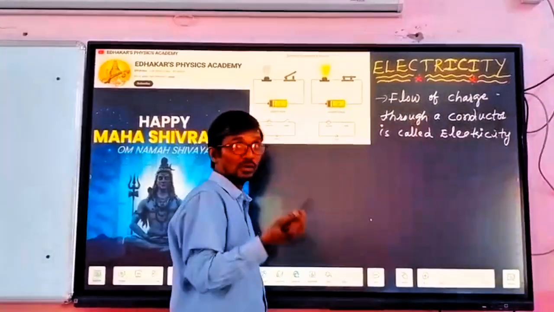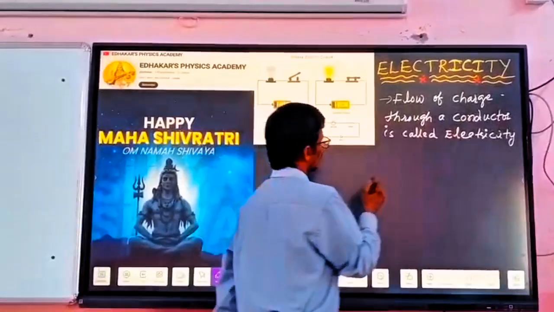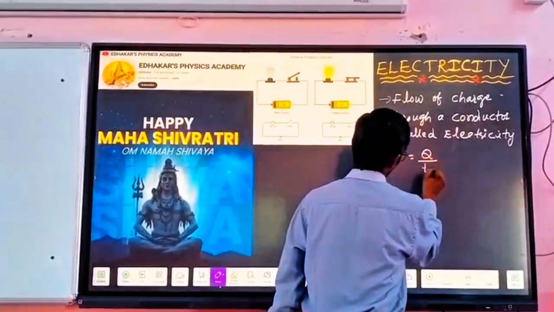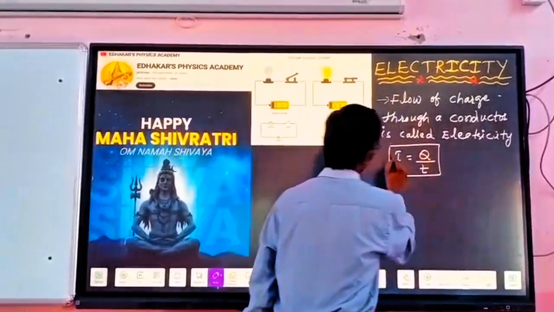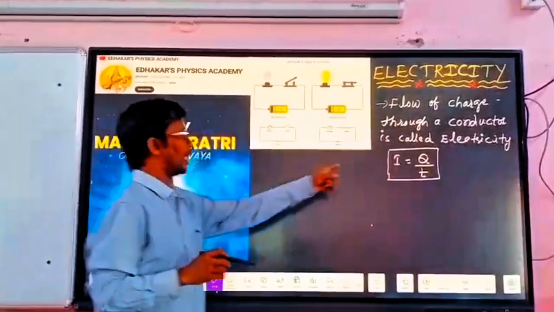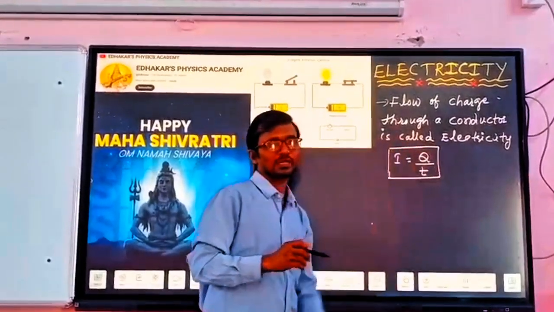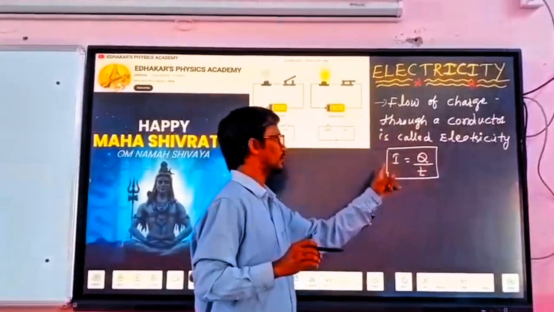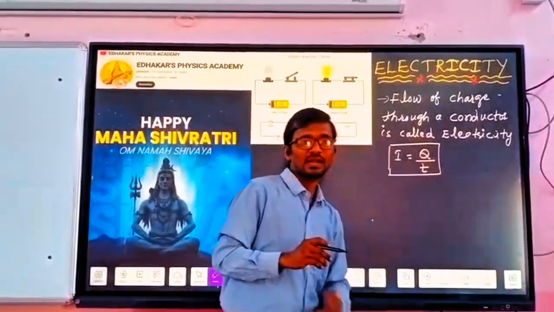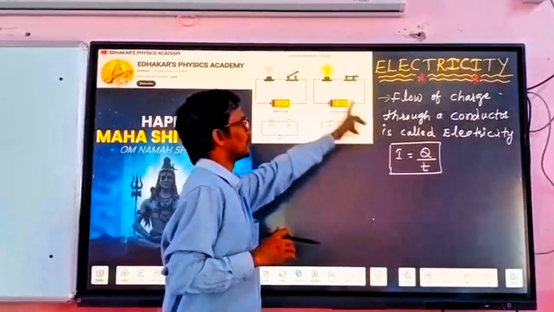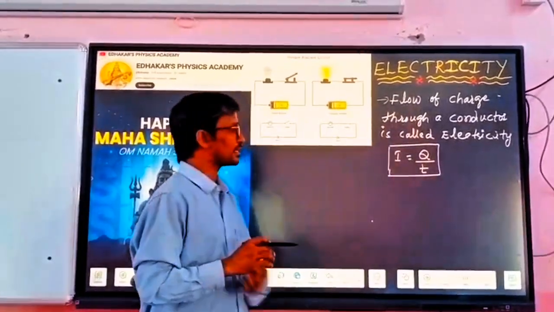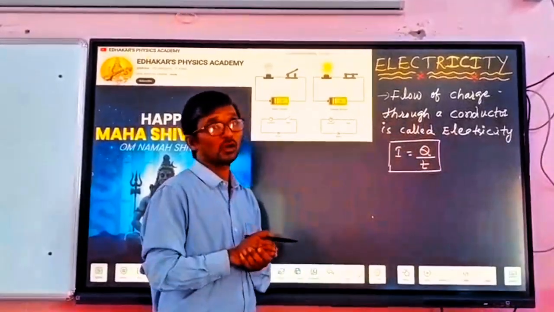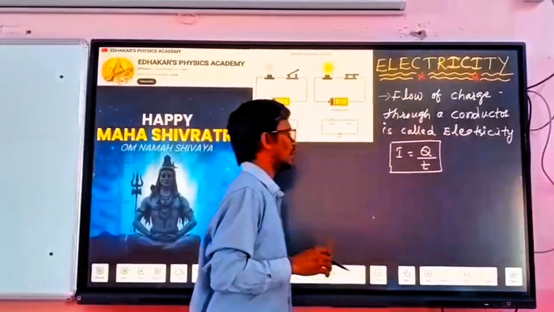So what is the formula of electricity? I is equal to Q by T. Simply we can say the current formula is I is equal to Q by T. Here I represents the current, Q represents the charge, and T is the time taken. So this is the electricity definition: flow of charge through a conductor is called electricity.